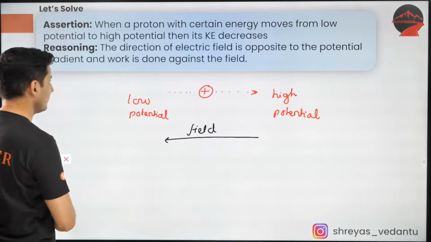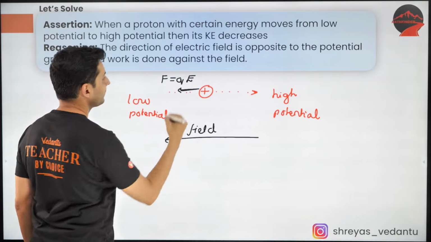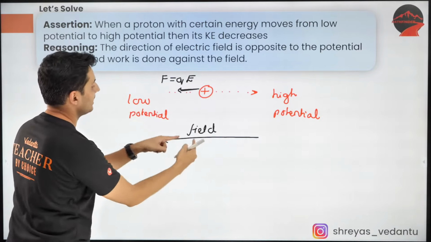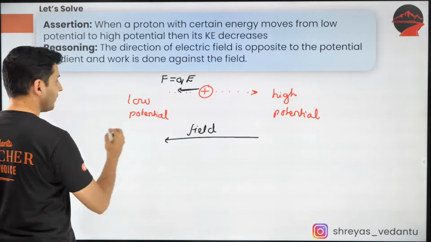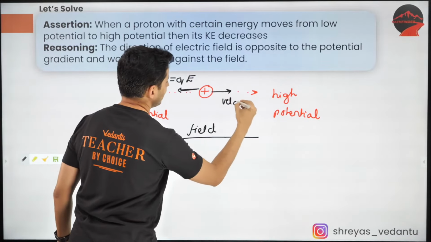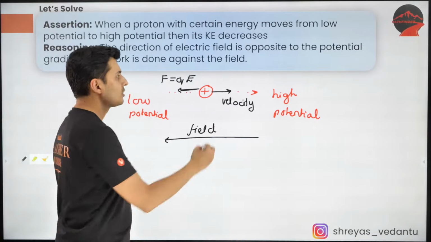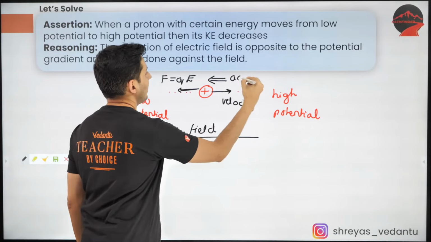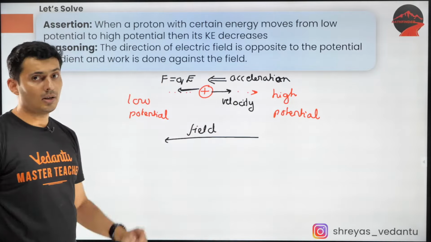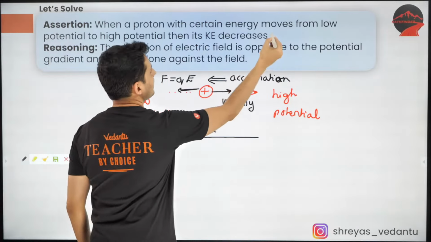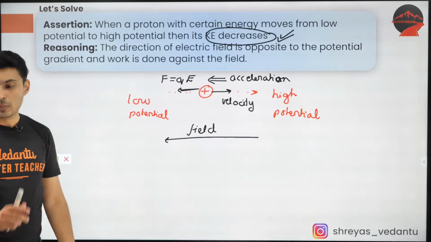If the field is in this direction, the force, remember, charge into the field, will also be in the direction of the field. And this is a positive charge, so the force will be here. If the velocity is in this direction, the charge is going there, the force is going here, so what will be the direction of the acceleration? The acceleration will be directed this way, and if the acceleration is opposite to the velocity, what will it do? Its kinetic energy will obviously decrease, and it is correct. Yes, I hope this is clear.